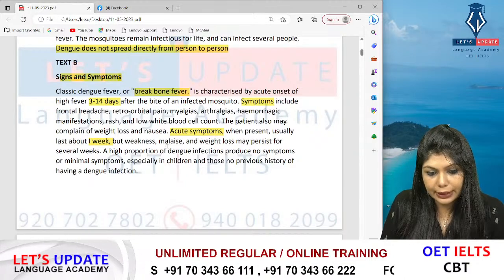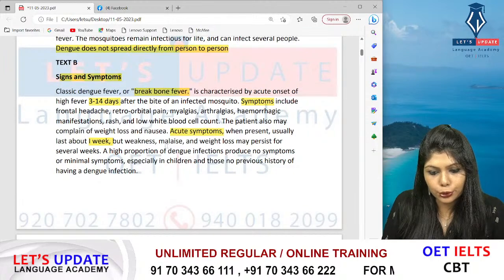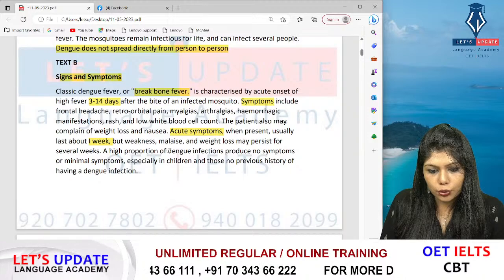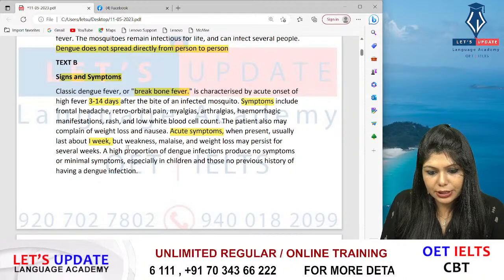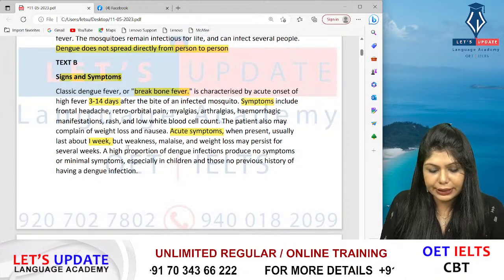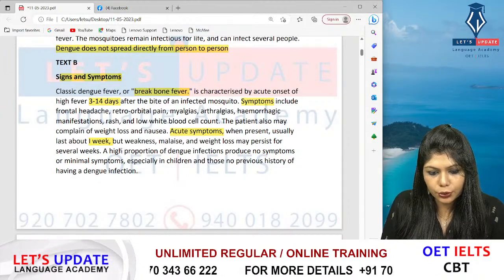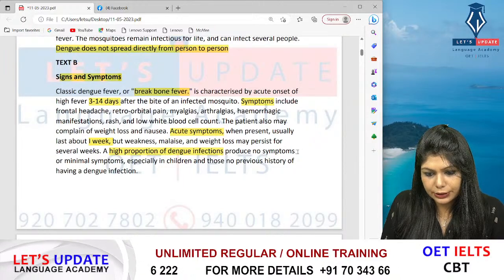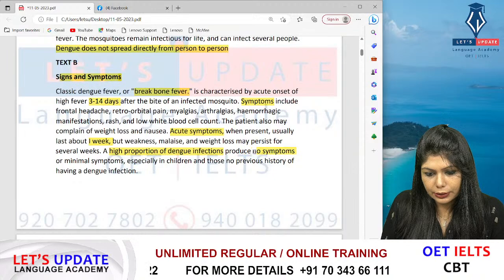So acute symptoms are usually about 1 week, and some other symptoms may last for several weeks, and then a high proportion of dengue infections produce no symptoms or minimal symptoms, especially in children and those with no previous history of dengue infection. Okay, so a high proportion of infections produce no symptoms.